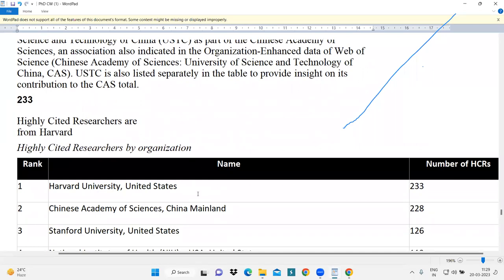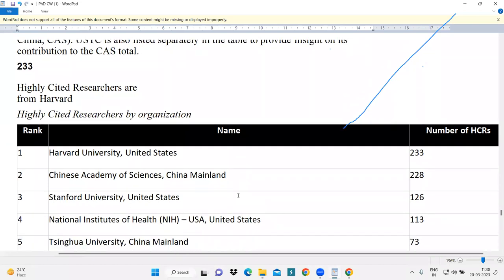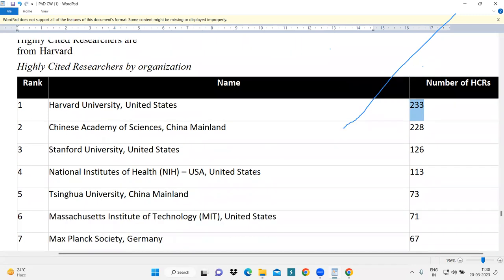So according to the institutions which are producing much more research, the articles produced by these researchers are highly cited. HCR means highly cited researcher. So Harvard University, United States, they are producing 233 researchers who have been highly cited. Then come the Chinese Academy of Sciences, China mainland, and Stanford University. So according to organization, they are there.